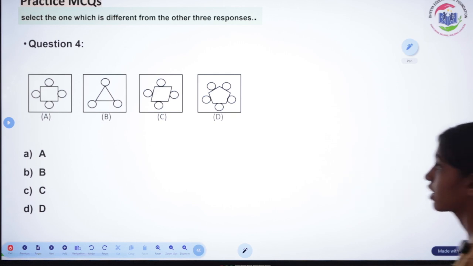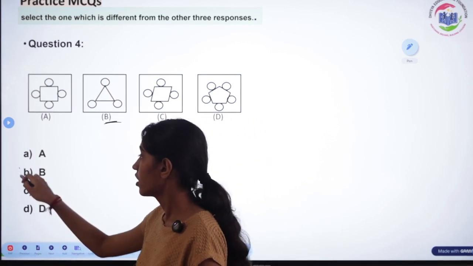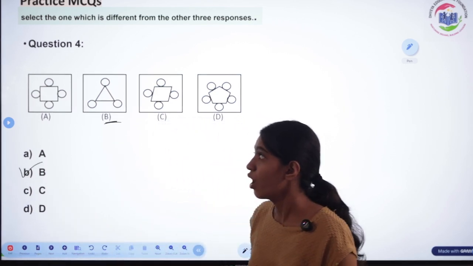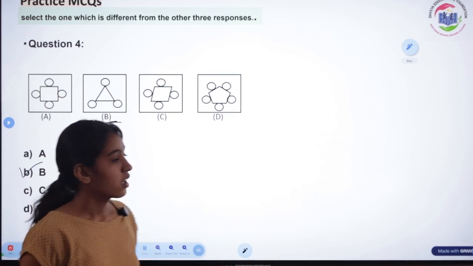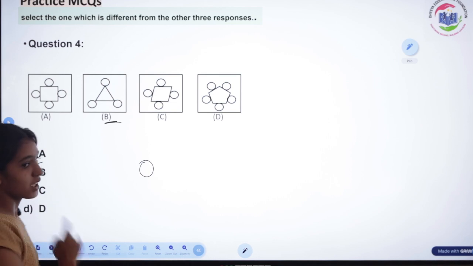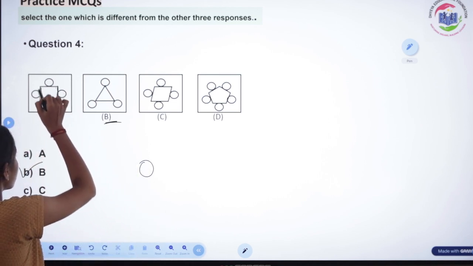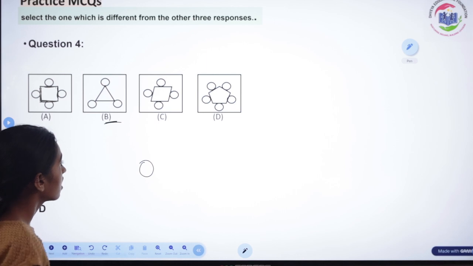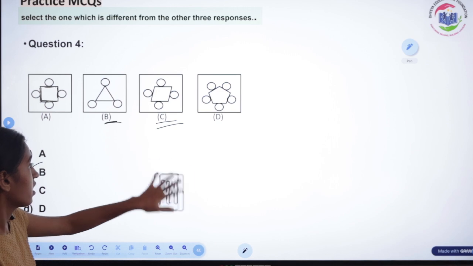Option C, option B, this is the odd one out because, as you can see in option A, the circle is touched to the edges. It is touched to the edges. Here also in option C, the circle is touched to the edges of the shape.